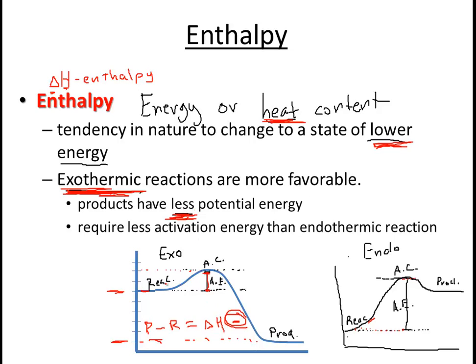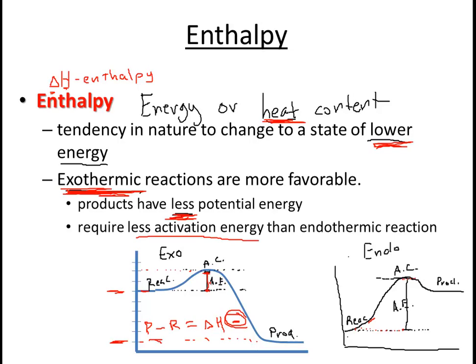So as we look at this graph right here, we have our reactants over here, and it has more energy than the potential energy of our products. So this is an exothermic reaction, and it's also a reaction which is more favorable. The products have less energy, they're more stable. And the other reason why it's more favorable is that these reactions require less activation energy than endothermic reactions.